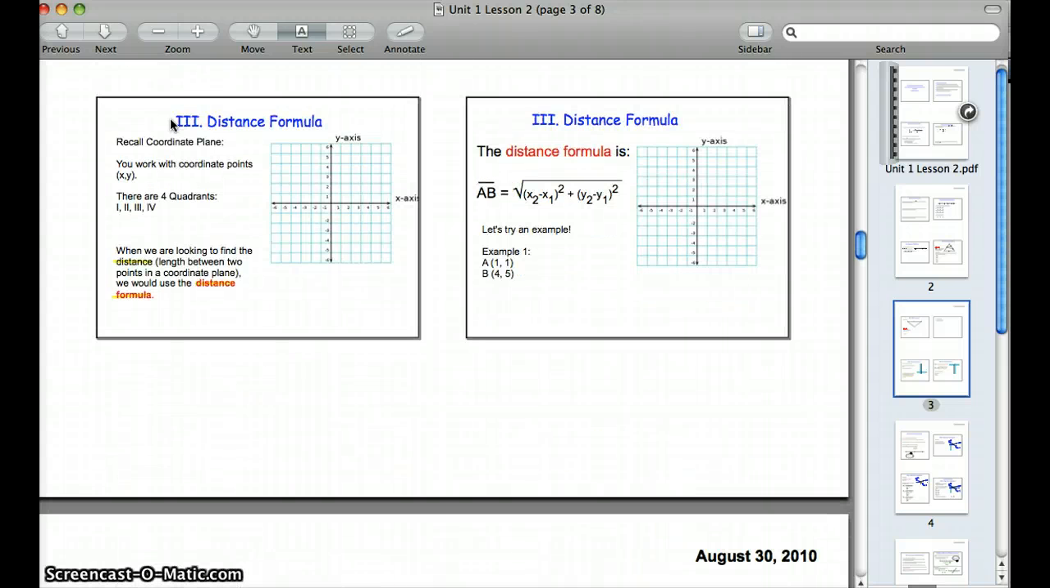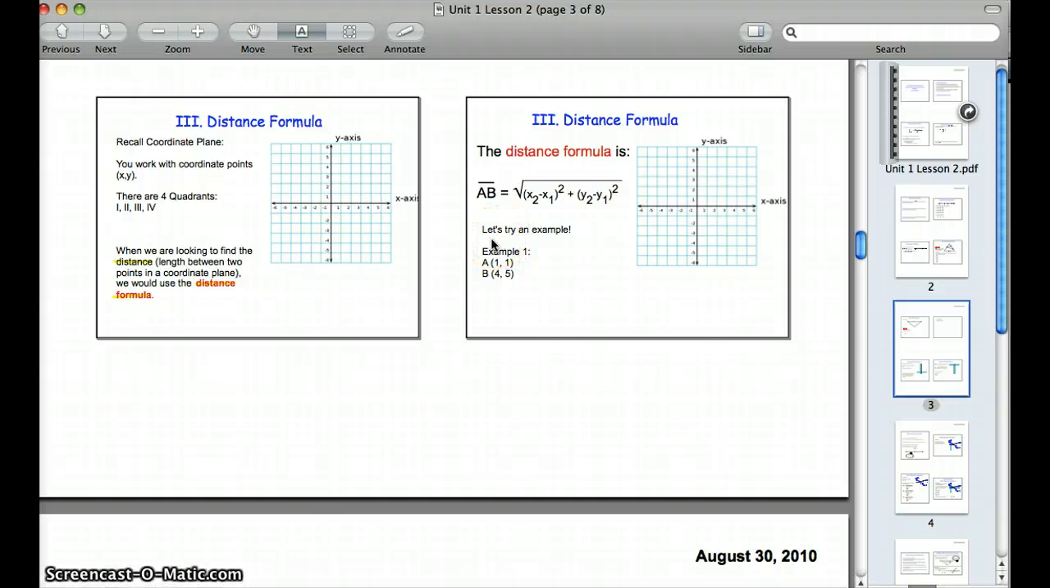So let's go down to the distance formula. Now the distance formula is where there's 4 quadrants here, and it's when we are looking to find the distance or the length between 2 points in a coordinate plane. We would use the distance formula. So if I want to know the distance between, so let's go over here actually, and let's look at this example. So the distance formula is the square root of x2 minus x1 squared plus y2 minus y1 squared. So here are our 2 x's and y's.